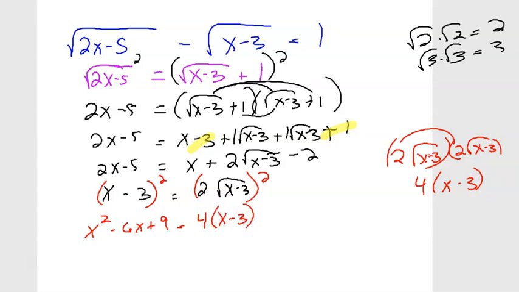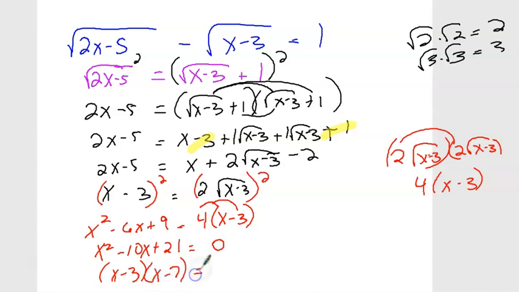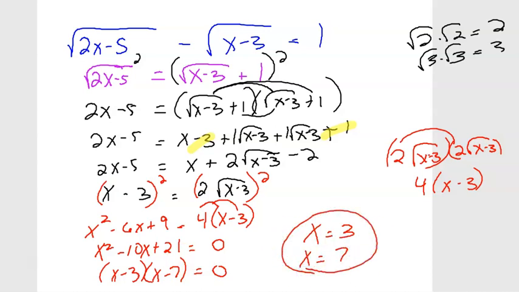Then we're going to use the distributive property and get everything over to one side. I'm going to get x squared minus 10x plus 21. Factor that, it goes to x minus 3, x minus 7. And then set those equal to 0, and you get 3, and you get 7 as your two possible answers. I say possible because, again, anytime you have a square root, you need to go back and check it and make sure it actually works. So both of these actually do work. So both of those are your answer.